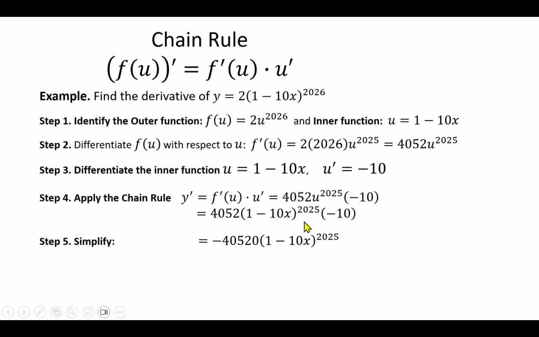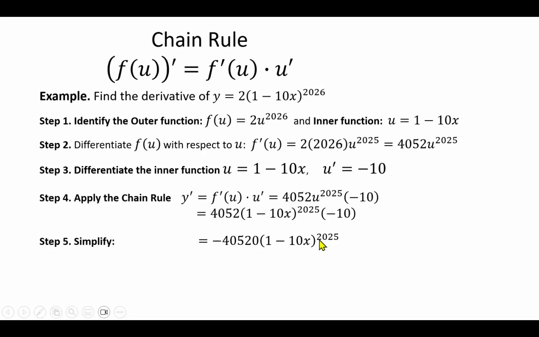And in this simplification, because of the exponent, you can now multiply the negative 10 times anything that's inside the parentheses. However, you can multiply the negative 10 with the 4052 to get negative 40,520 power 1 minus 10x to the exponent 2025. So this is the final answer.